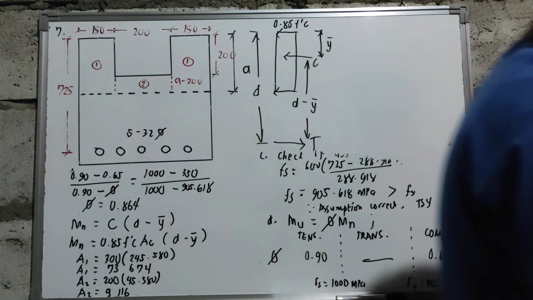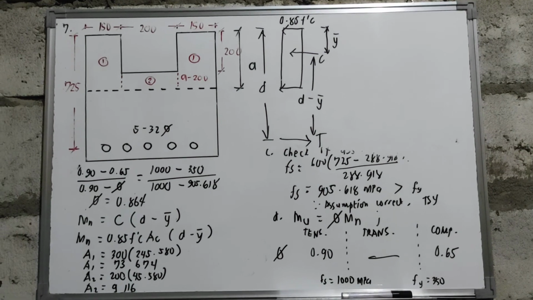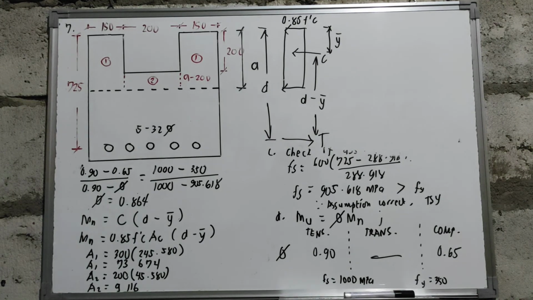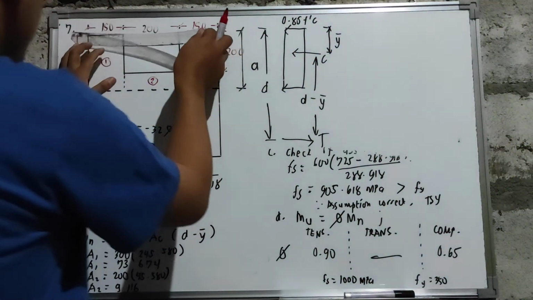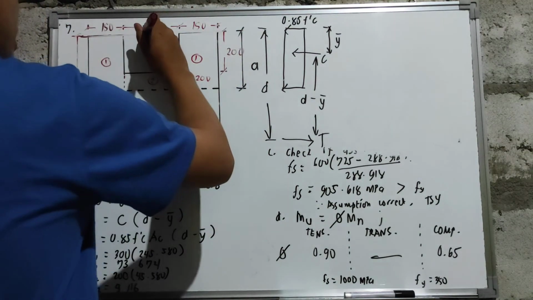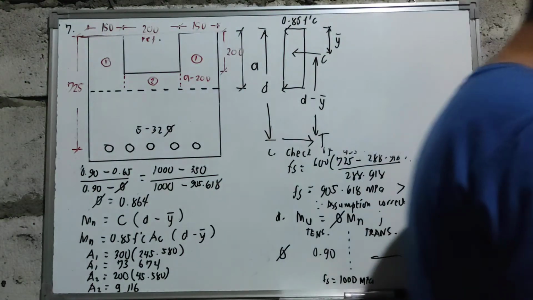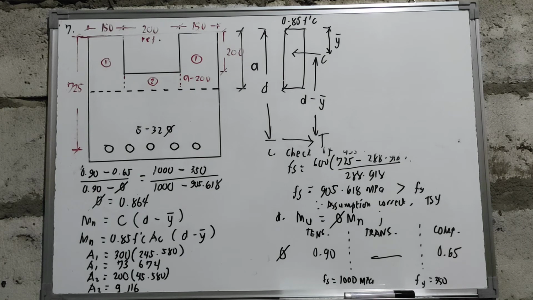So after nating ma-compute yung A1 natin, yung mga areas natin, hanapin naman natin yung mga individual centroids natin with respect or with reference on the top part. So gawin nating reference yung nasa taas. Kasi yung reference ng y-bar natin is from the top part. So ito yung magsisilbing reference natin for our Varignon's theorem. Yung taas yung magiging reference natin sa pagkuha ng mga y-bar natin. So, kunin natin yung mga individual centroid ng mga area natin.